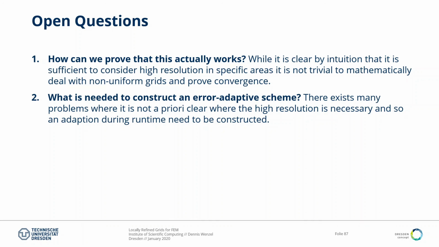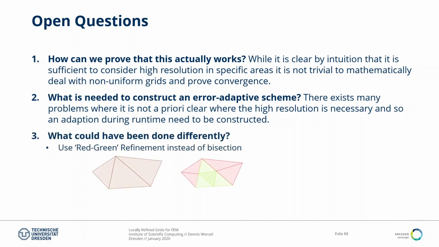What we also haven't answered is what is needed to construct an error adaptive scheme. So we have only looked at examples where we explicitly knew where to refine. So it's not trivial to construct those, and so constructing good error estimations is a whole topic of itself. What could have been done differently? We could have used red-green refinement.